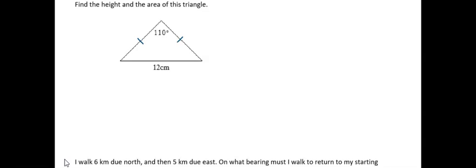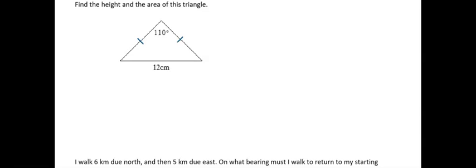In this video, we're going to see how we can use trigonometry to find the answers to slightly more complicated questions. In this first example, it says find the height and the area of this triangle. Okay, so a bit of work to do here. The first thing we should notice, it's an isosceles triangle. If these wee marks haven't been marked in your notes, mark them on, please. And this, we've got 12 and we've got 110 degrees.